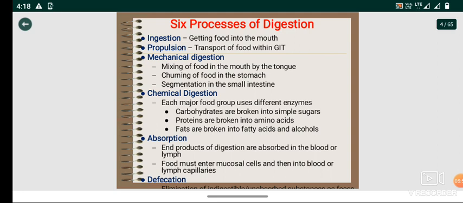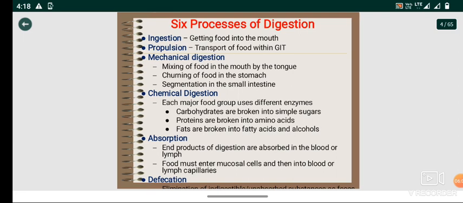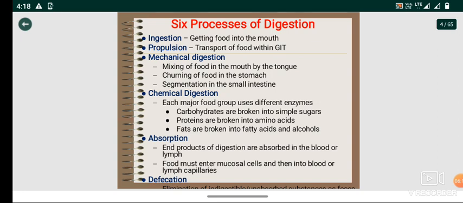Then the next process is propulsion, that is the transportation of the food within the GIT. As we all know, the whole GIT is a long tract. So the substance has to be propelled into the next segment to get mixed with the digestive enzymes which get secreted in that particular part. The key function of the GIT is to propel the food into the next segment.